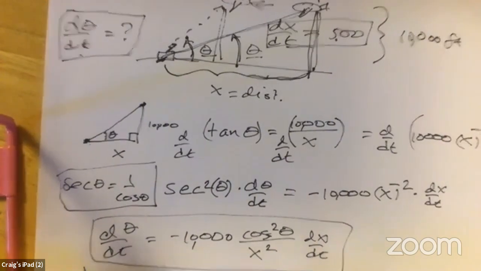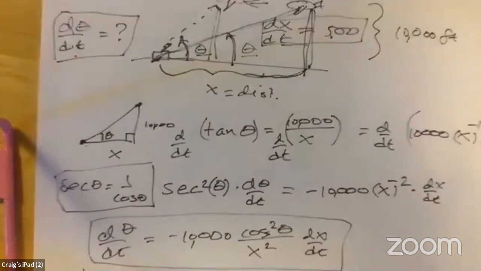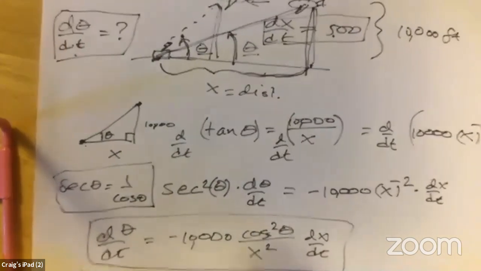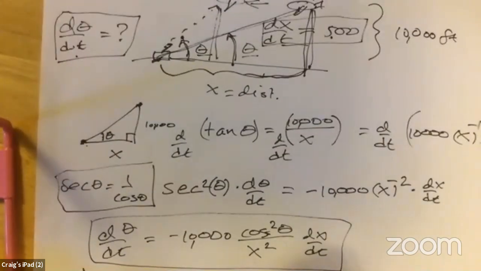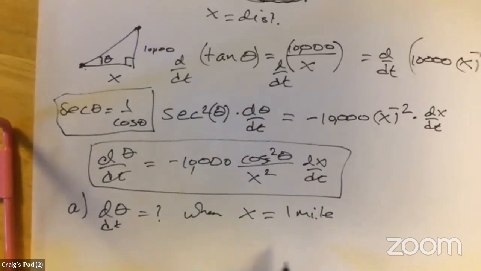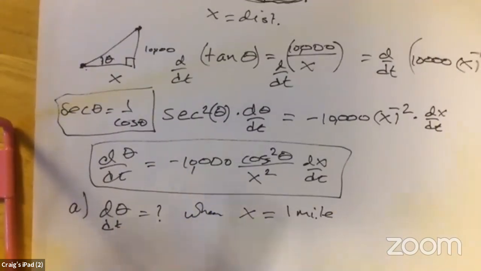How fast, what's d theta dt when, how far away when the plane is 1 mile away? So when the plane is 1 mile away, how far is this, how fast is the rangefinder having to rotate?